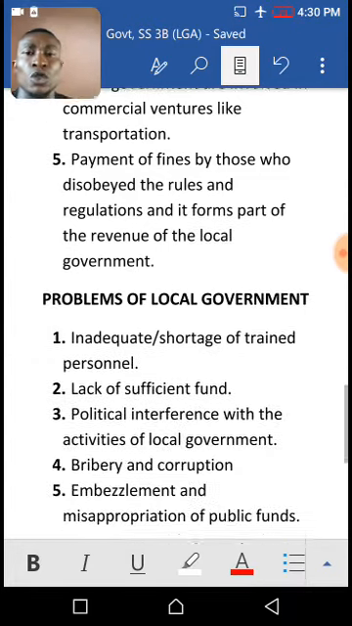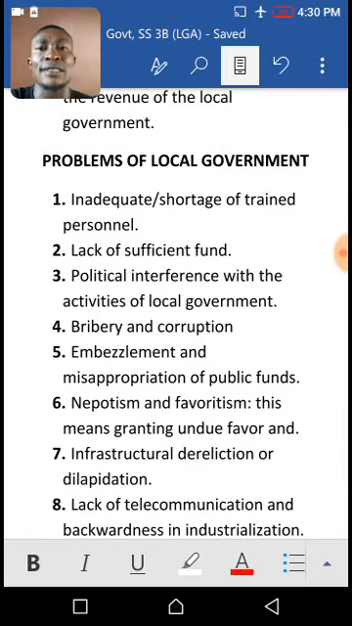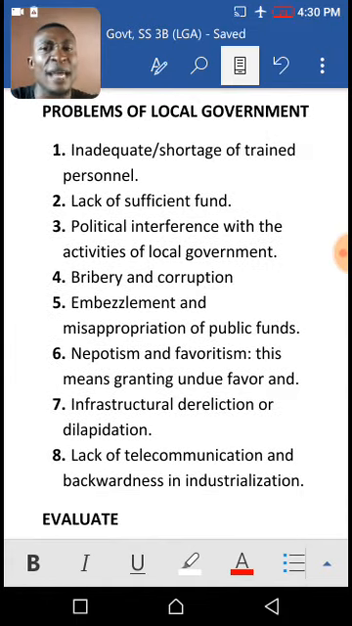The next subheading is problems of local government. What are the problems faced by contemporary local governments in Nigeria? Number one, inadequate or shortage of trained personnel. Some local government workers are not well equipped educationally, technically, or otherwise, and as such it becomes a problem. Number two, lack of sufficient fund. They don't have sufficient money to embark on developmental projects, and this is a problem.